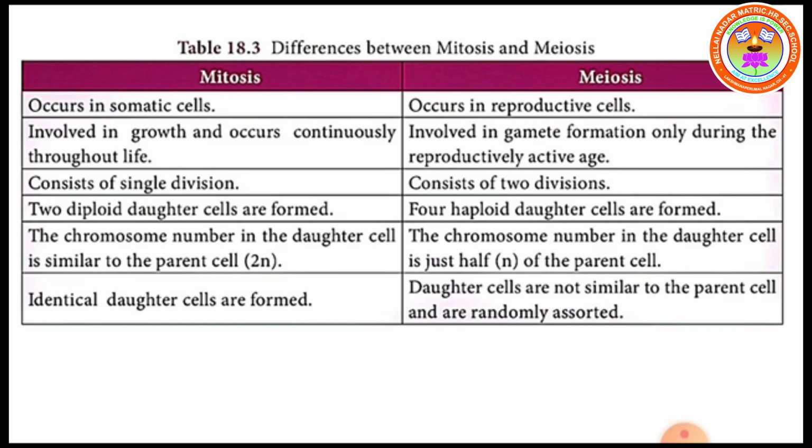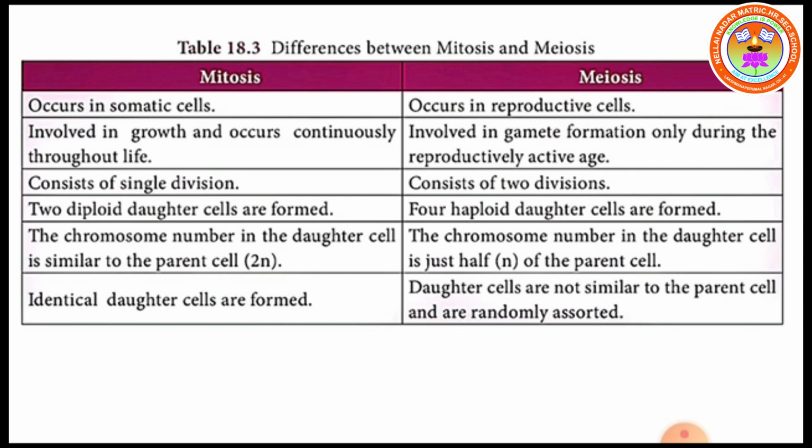Meiosis. Meiosis is involved only in gamete formation during the reproductive active age. So as long as reproduction is possible, during that active stage or age, meiosis will occur. Meiosis is not possible throughout life.